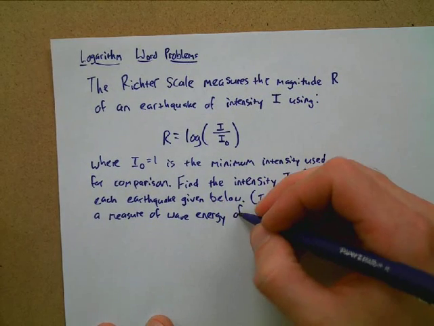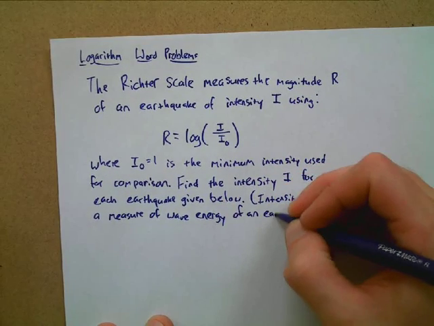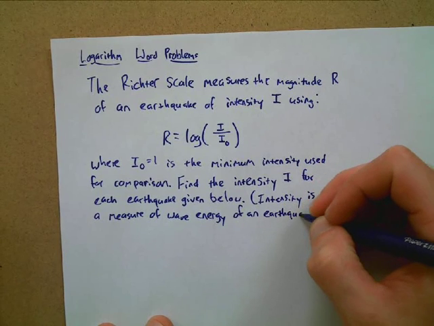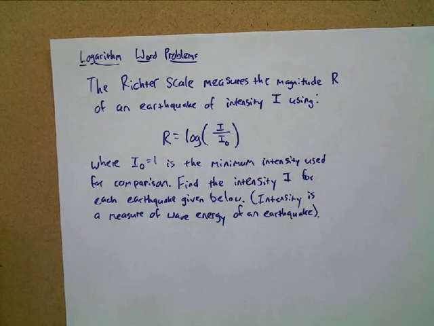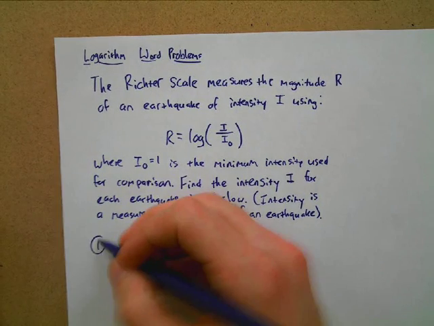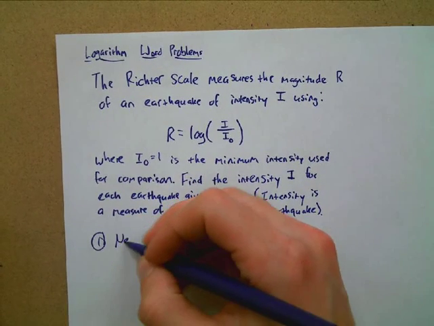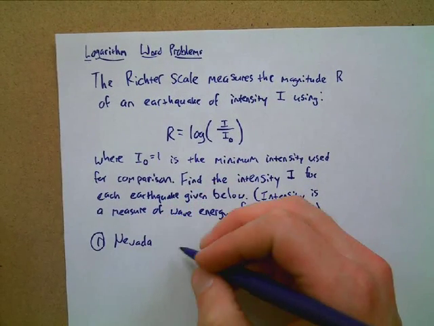We compare the two intensities. We compare the baseline intensity of 1 with the intensity during the earthquake, and we take the log of that quotient, and that puts it on the Richter scale somewhere, gives us that Richter scale score. Okay, so we're going to look at one from Nevada. In Nevada, in 2008, there was an earthquake that was on the Richter scale a 6.0.